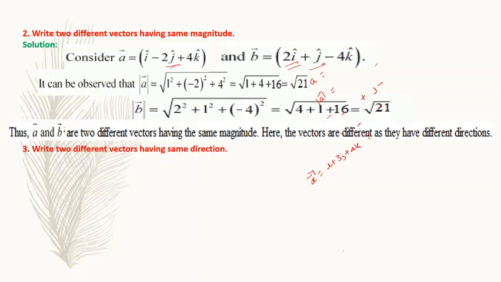Then I want one collinear vector to this. There is one formula we have discussed. Vector B is said to be collinear to vector A when it is multiplied by a scalar.